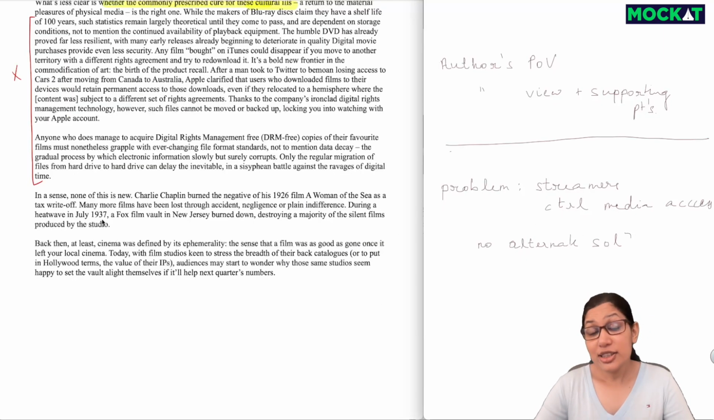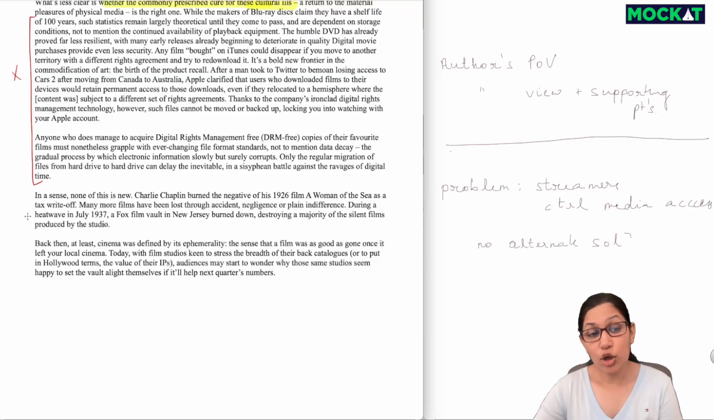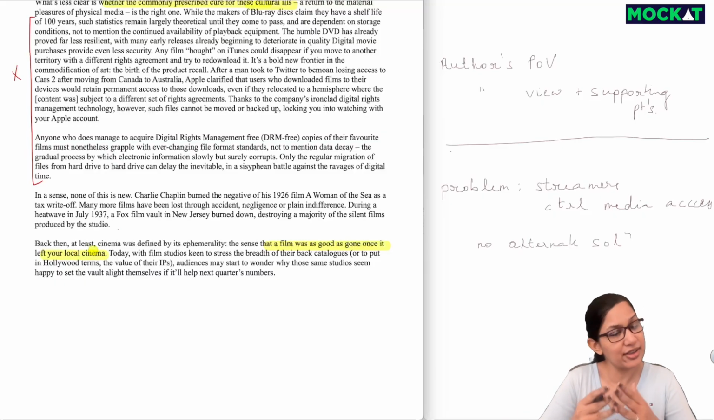Towards the end, the author is connecting this to the past by saying that even in the past, either intentionally or through accident or because of negligence, a lot of these movies have been lost. But the last paragraph is very important, not just because it's the conclusion, but because the author is contrasting it with this one by saying that back in the past, people felt that a film was gone once it had left the local cinema, once it had left the local theater. Now that's not the case.